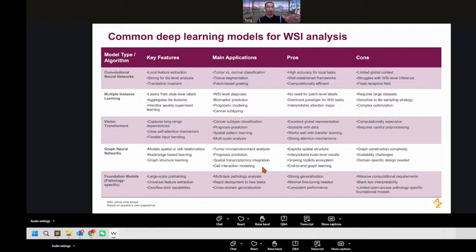But overall, you see the convolutional neural network is a fully trained model. Then there is MIL, which is multiple instance learning, and the vision transformer. We have graph neural networks, and at the very bottom is the foundation model. I feel this is the future, but they are definitely for different purposes and different applications.